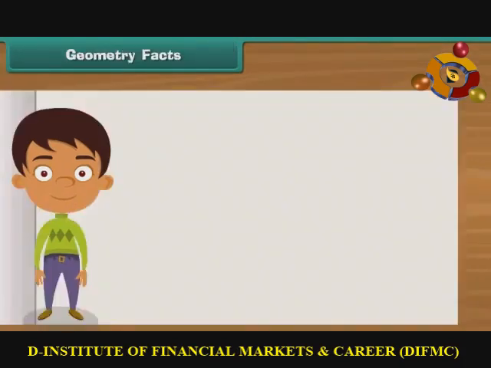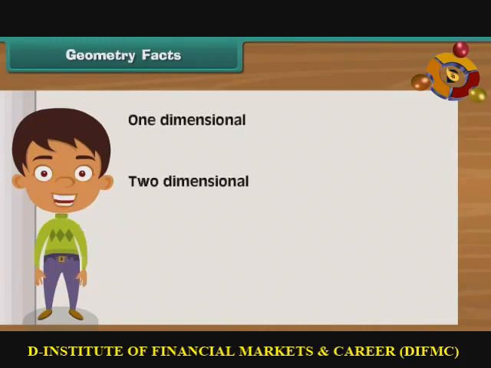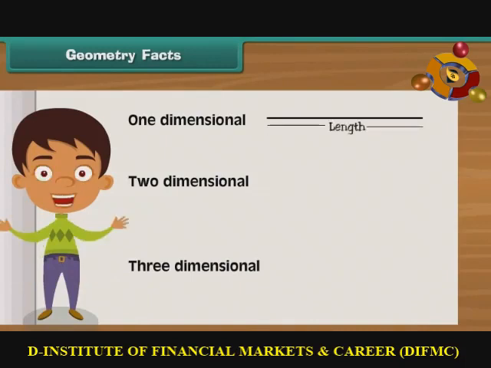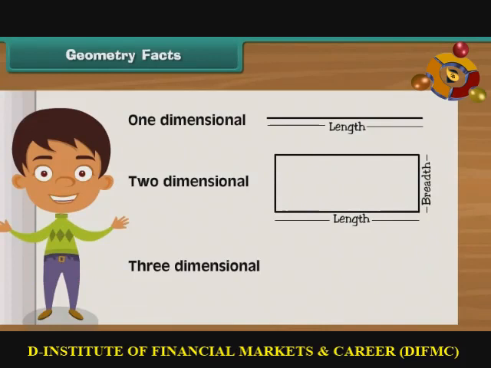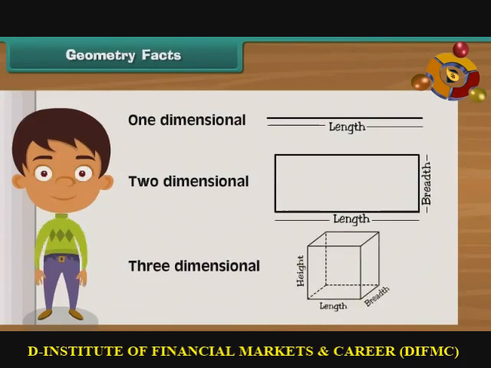Geometry facts. The geometry facts are generally divided into three parts. Those parts are one-dimensional, two-dimensional, and three-dimensional. The one-dimensional geometry fact is called the line. Lines have only length. The two-dimensional geometry fact is about length and breadth. The three-dimensional geometry fact is about length, breadth, and height.